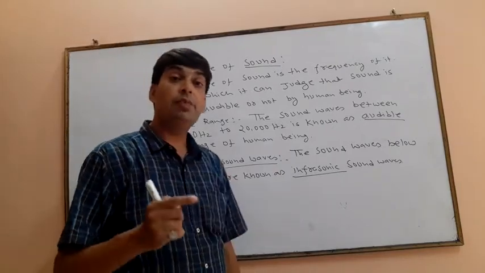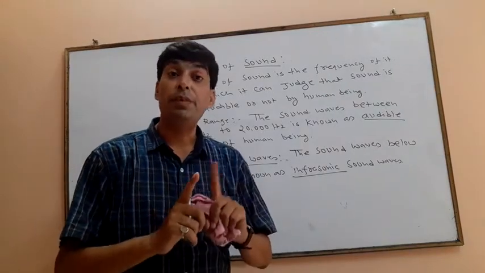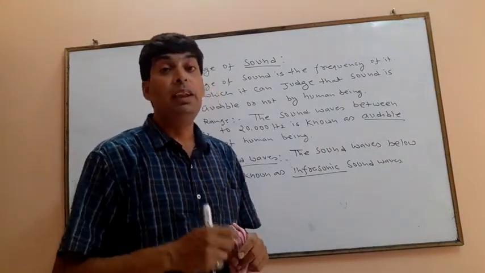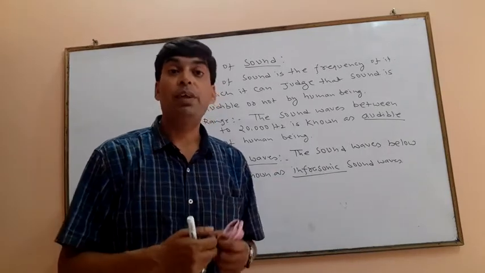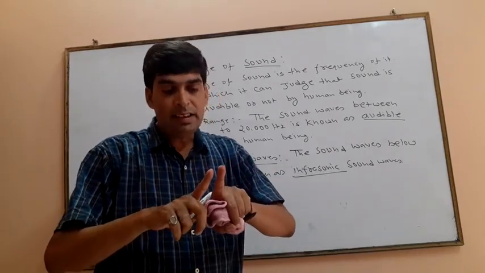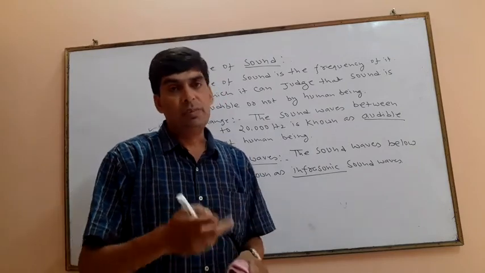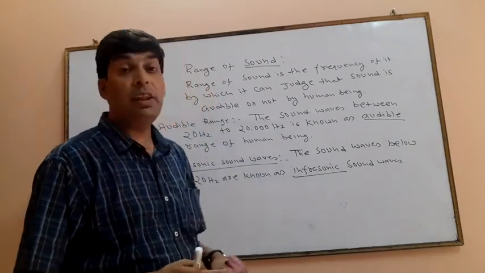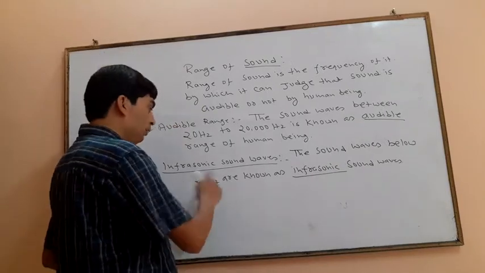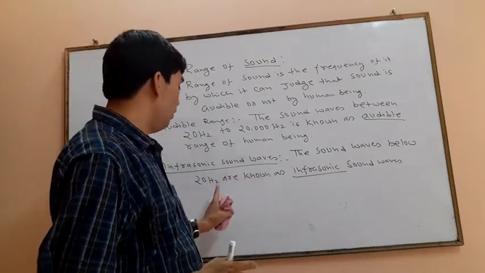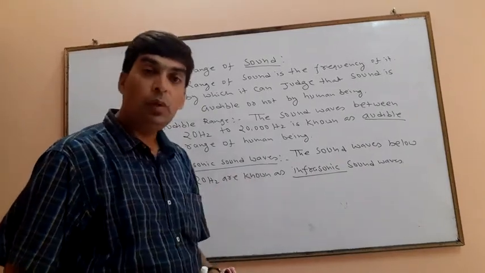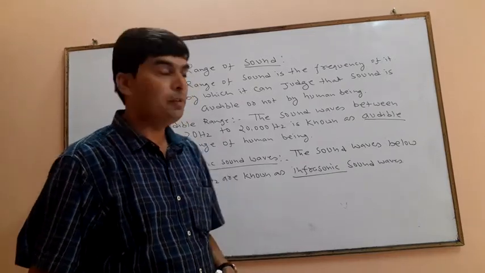Earlier, infrared was the medium of transfer of data between mobile phones. At that time, Bluetooth and other types of apps were not designed. Two phones were attached to each other, then the data shifted from one phone to the other. But that was removed later on because it's quite risky. But for our knowledge, we are keeping this: the sound below 20 Hz is known as infrasonic sound waves.